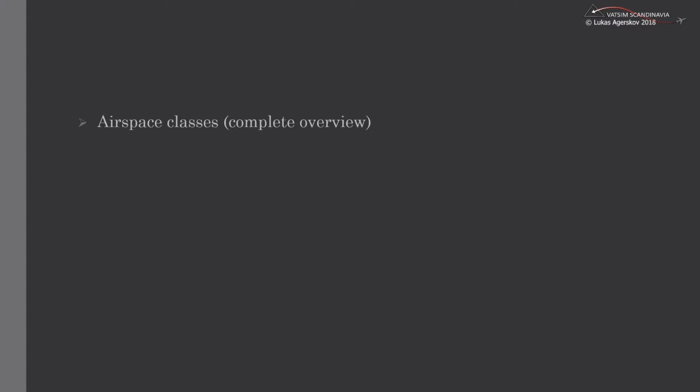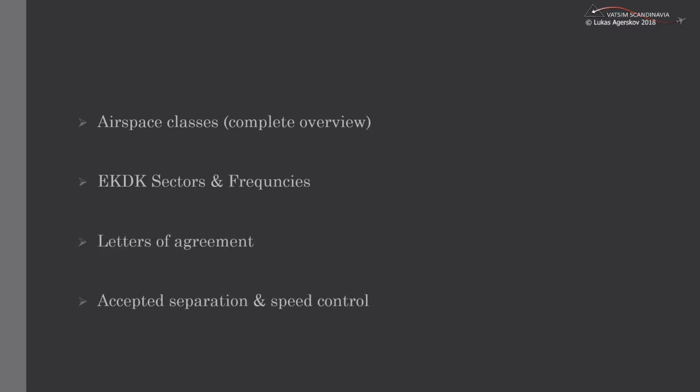What we're going to be looking at is the airspace classes, a complete overview of everything there is in Denmark. We're going to look at the EKDK sectors and the frequencies, the letters of agreement, and the accepted separation and speed control procedures. So let's just start with the airspace classes. We'll take it all the way from the beginning.